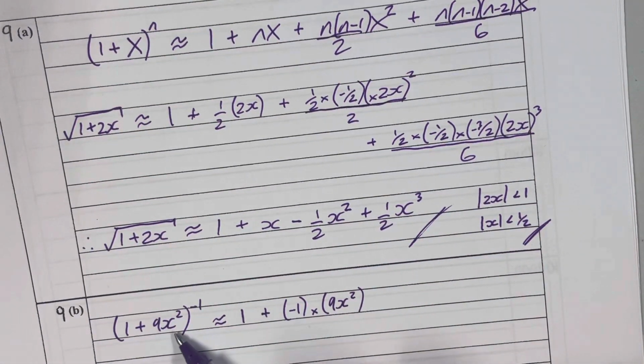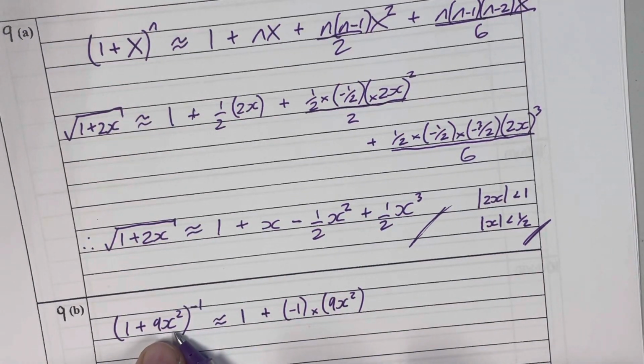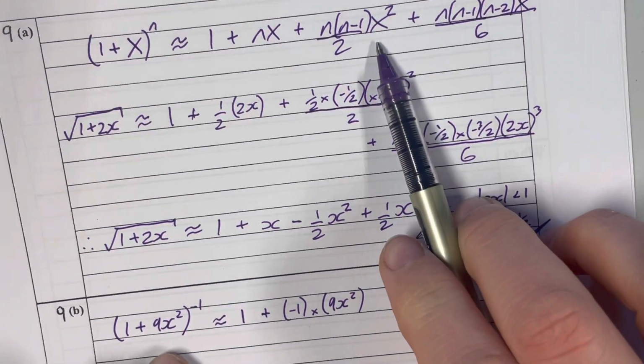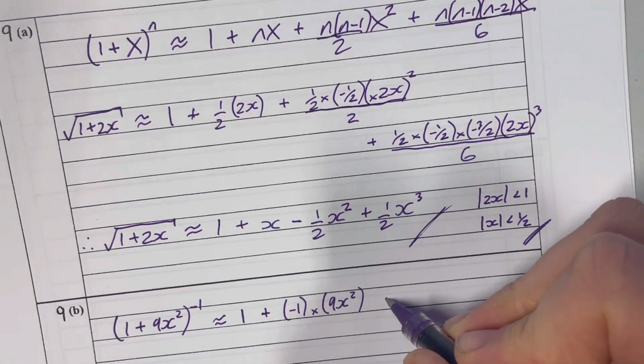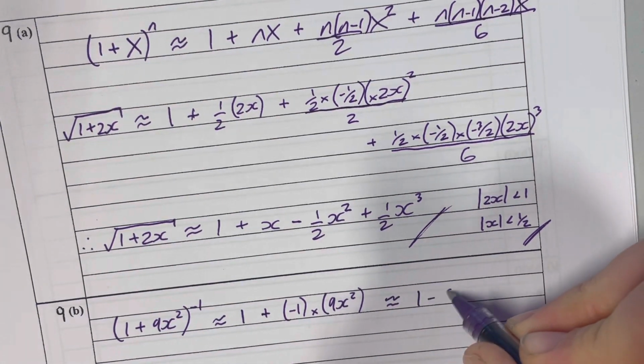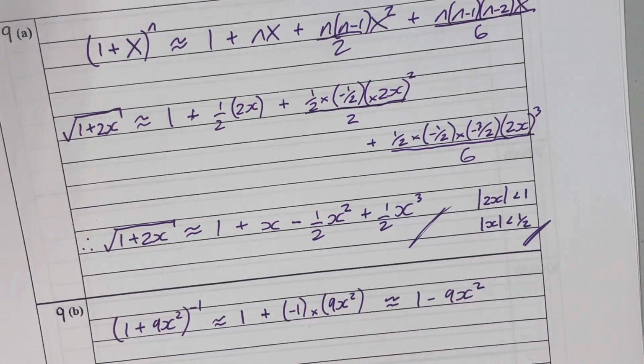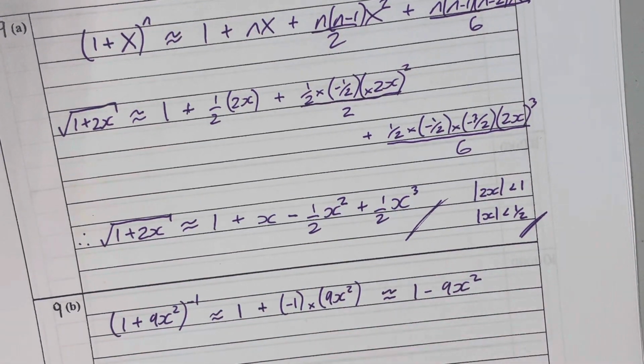And because the capital X is an x squared in this case, the next term would actually be quartic. I don't want quartic, so I'm just going to stop there. So that is roughly equal to 1 minus 9x squared, and that's the expansion of that. That is the cubic expansion of that, even though it's quadratic.